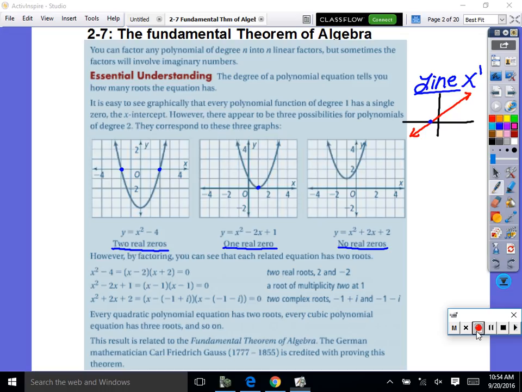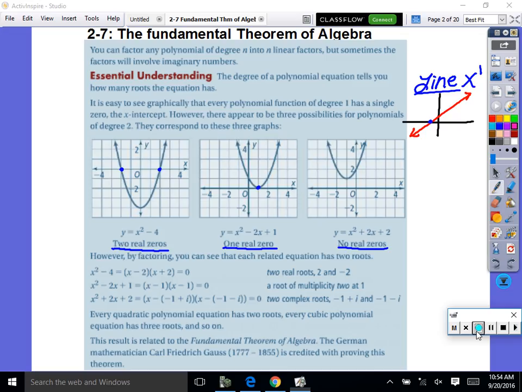Remember how we've been solving something and then going backwards, writing them as factors. Even if we got like 7i and negative 7i, like on the quiz, we could rewrite it as linear factors. That's what this is saying. Even if we have imaginary numbers, we can technically rewrite it as linear factors. The degree of a polynomial equation tells you how many roots the equation has, which we kind of already know. The highest degree of a polynomial will tell you how many roots an equation has.